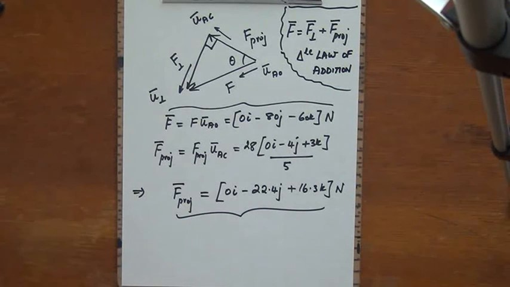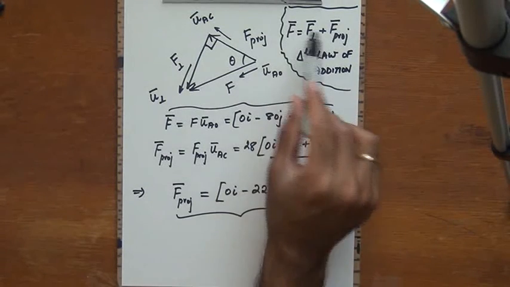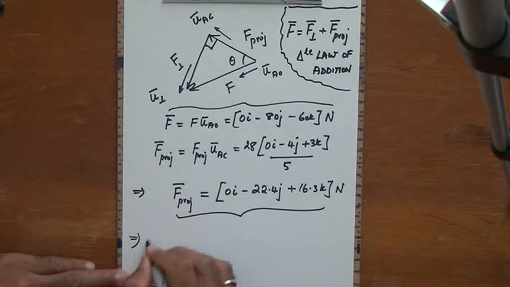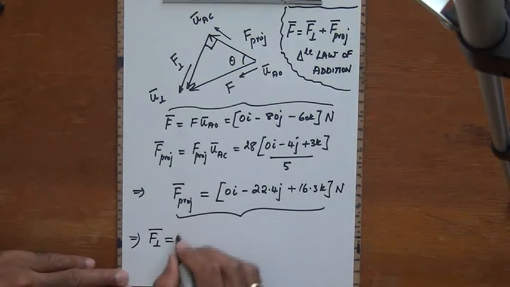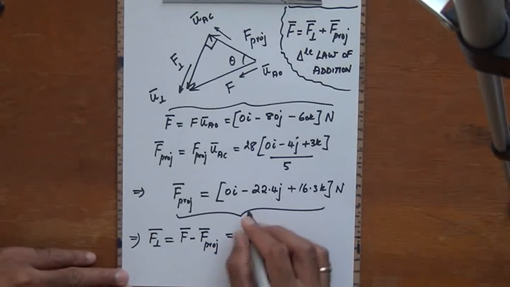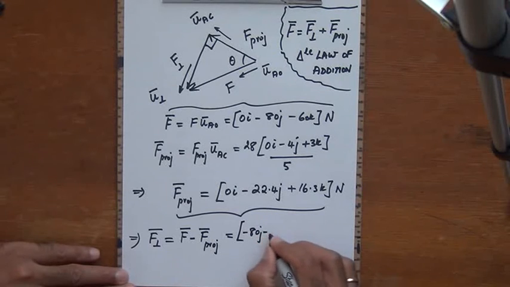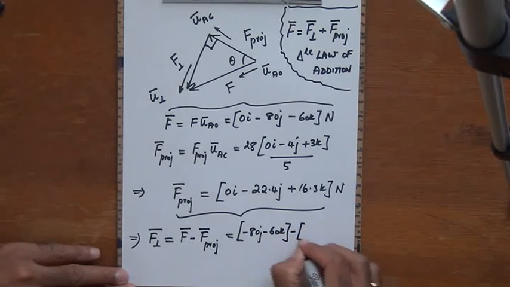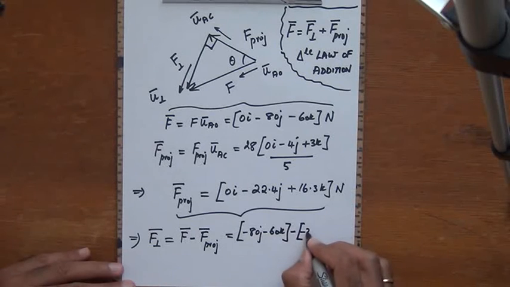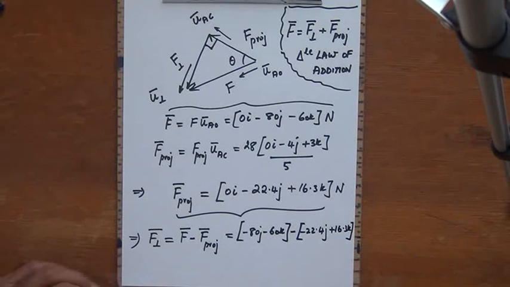This is material that we have looked at during the first lecture of this semester. So from this we can see that F perpendicular is nothing but the difference between F and F projection. So I can now say that F perpendicular is the difference between F and F projection. So this is going to be the difference between F, which is minus 80J minus 60K, minus F projection, which was minus 22.4J plus 16.3K.